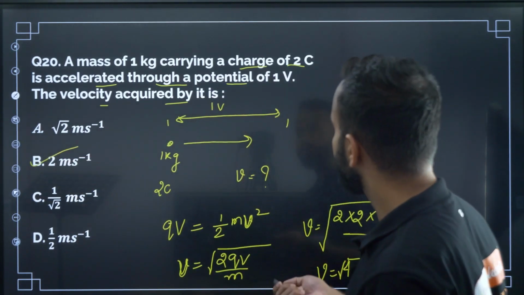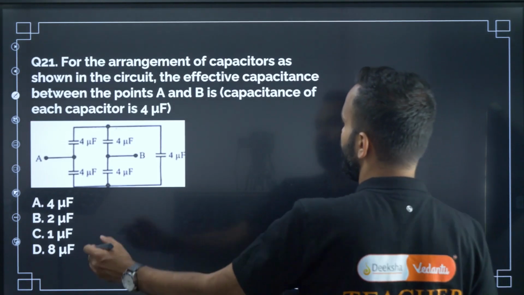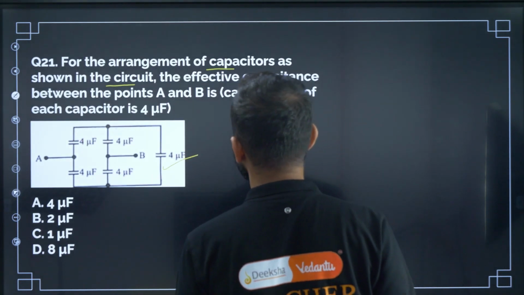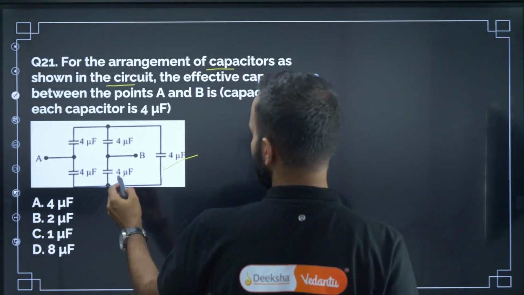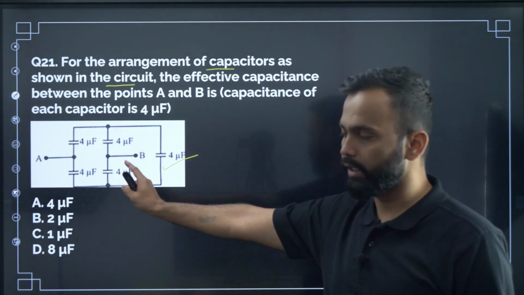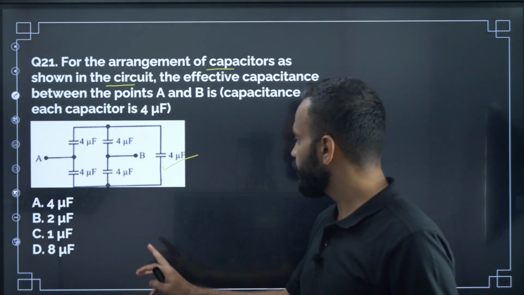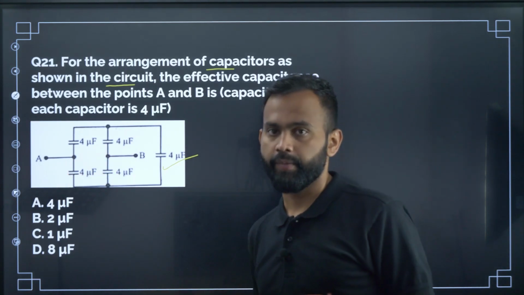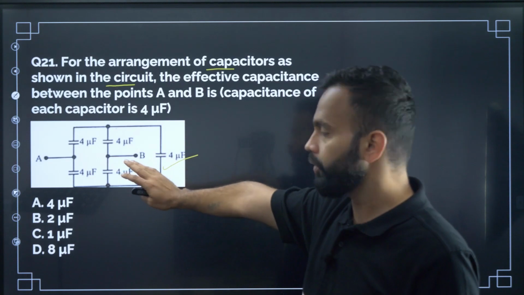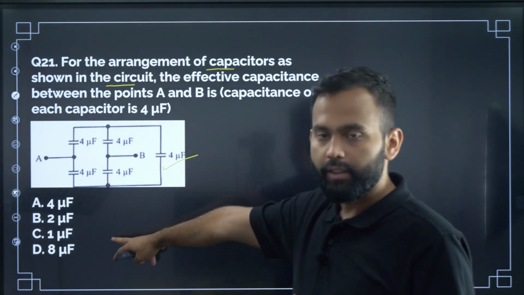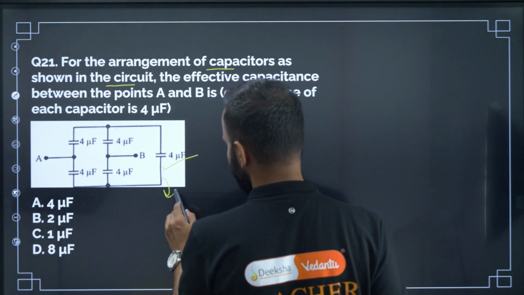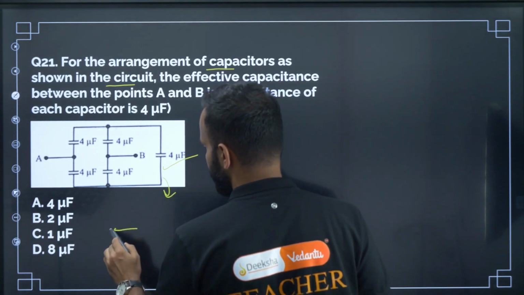Next question, question number 21. For the arrangement of a capacitor as shown in the circuit, find the effective capacitance between the points A and B. The capacitance of each capacitor is 4 microfarad. Observe carefully, the given circuit is a balanced Wheatstone bridge. I can redraw the circuit diagram.